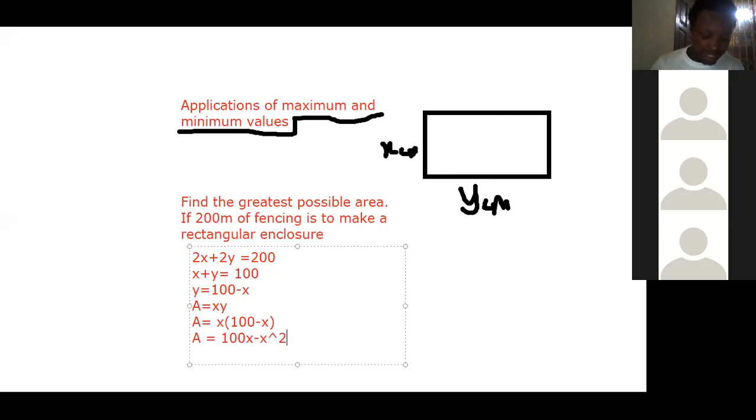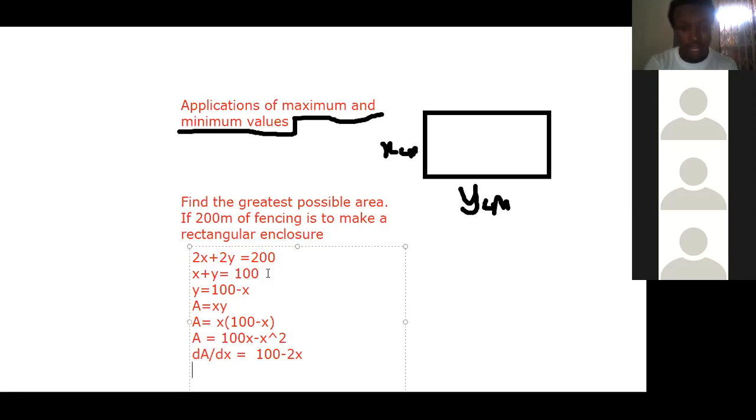After getting this, we now have the area. Then we come and differentiate to find the minimum and maximum value. So we first find dA over dx. dA over dx will be equal to 100 minus 2x.